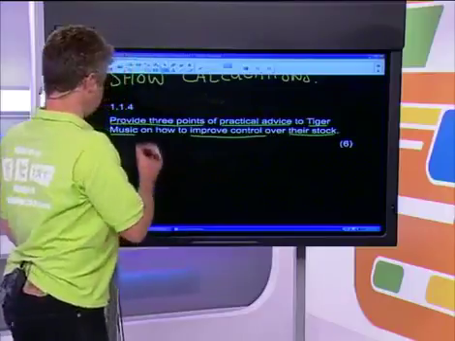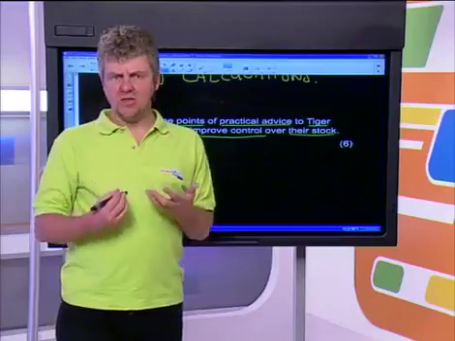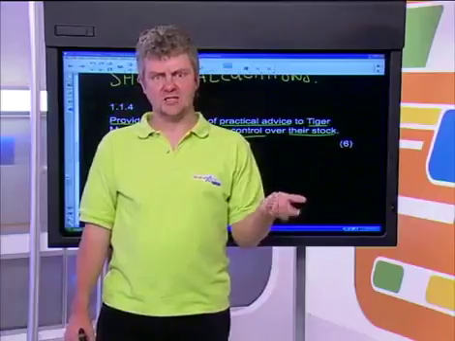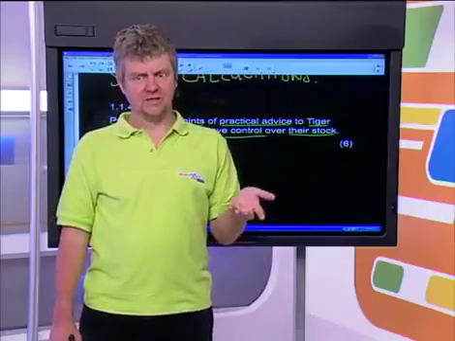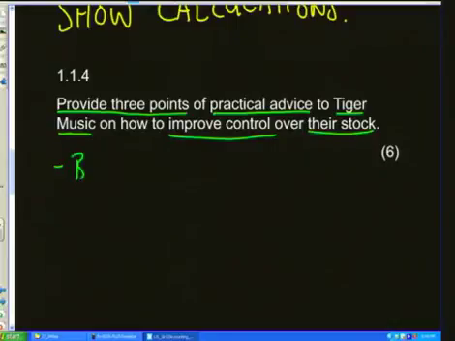So this question is asking for 3 points of practical advice to this business on how they could improve control over their stock. So how could they prevent this stock from being stolen? Nobody wants to lose 6,000 Rand. What could this business do to stop itself from losing 6,000 Rand? Well, one thing that we could do is we could have better security.